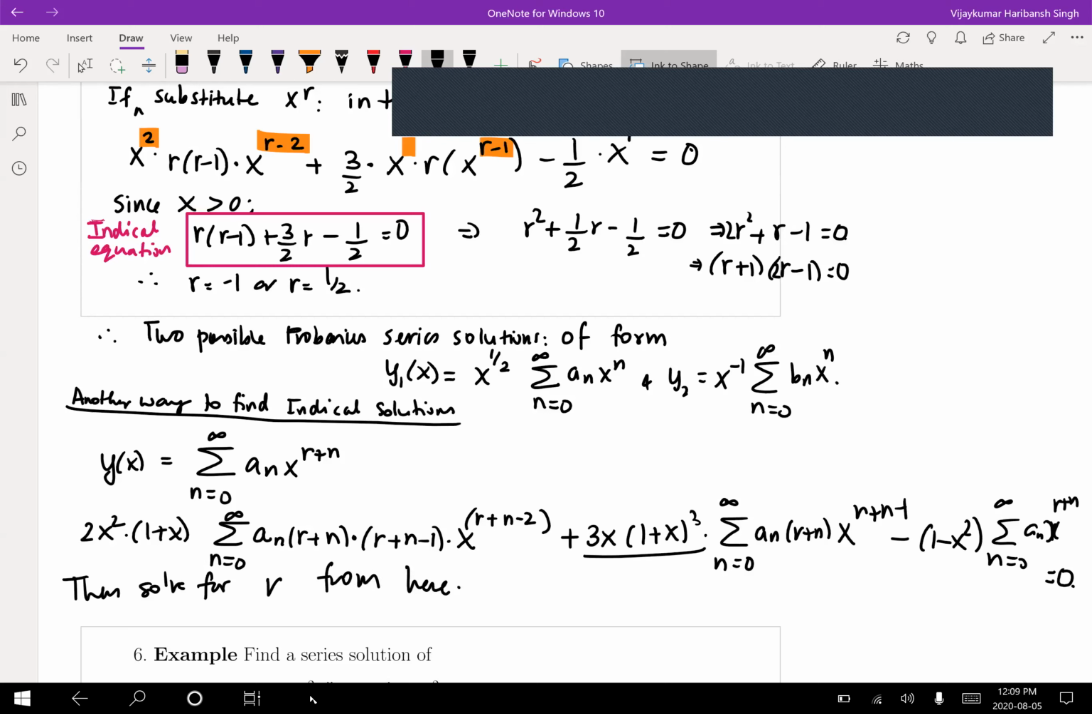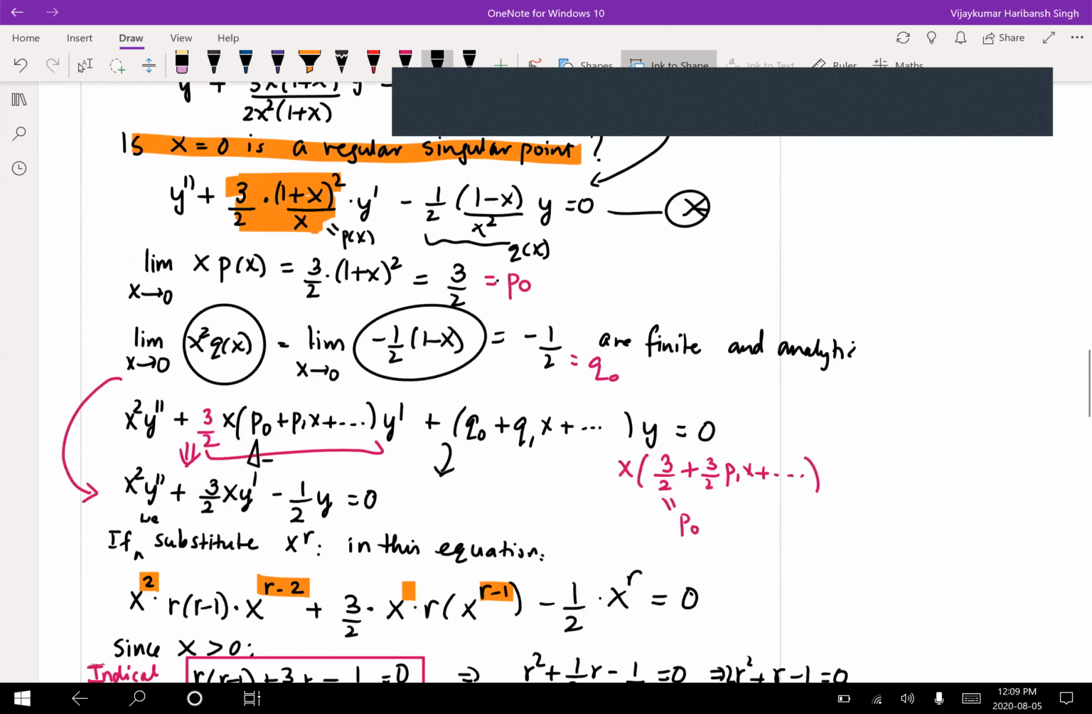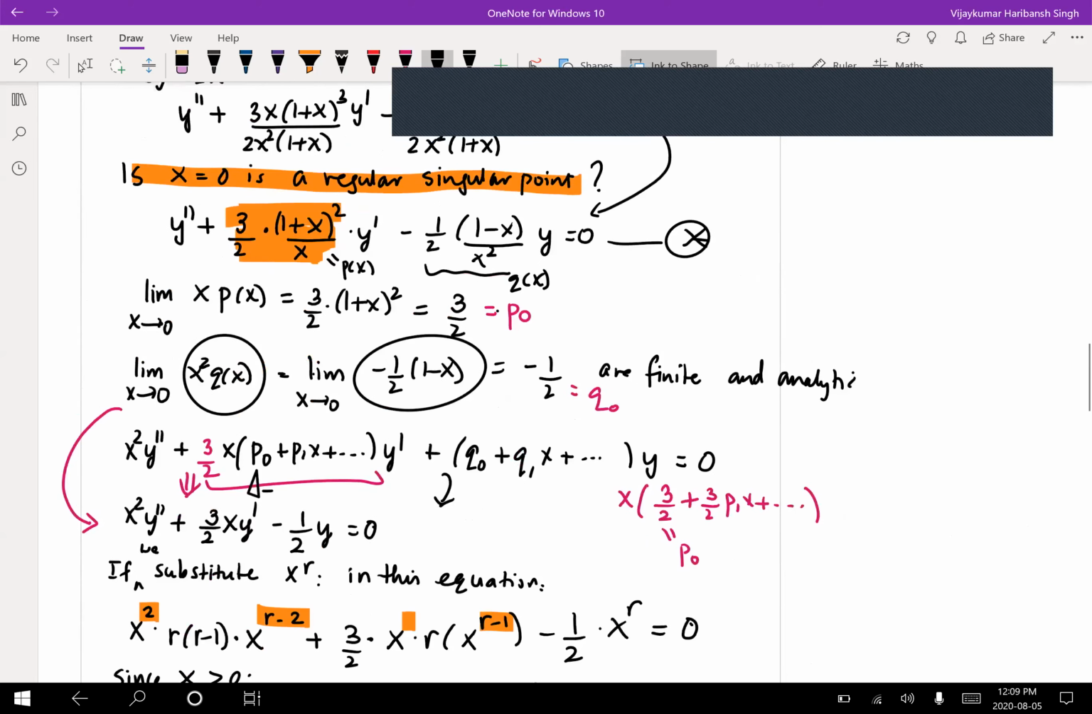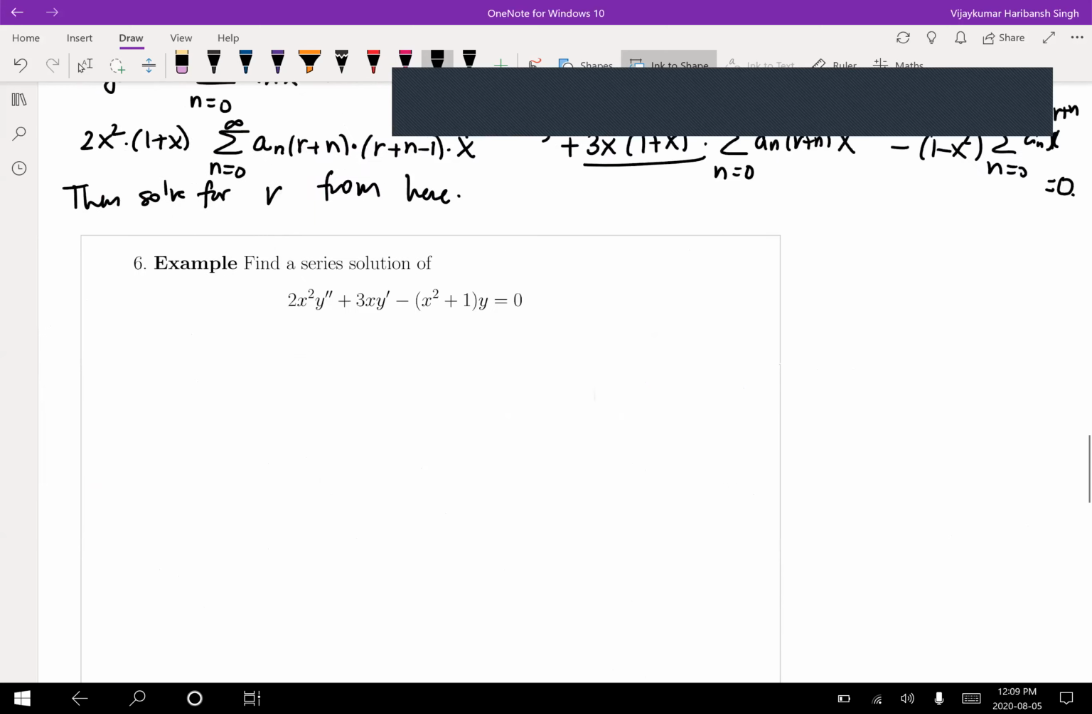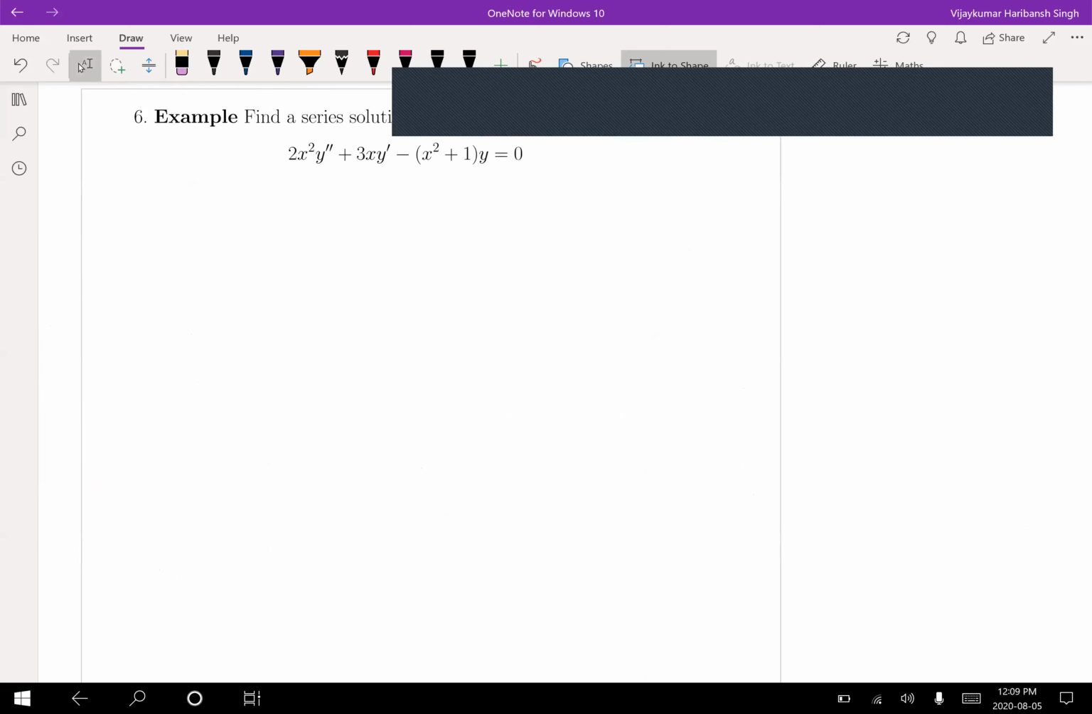Yeah, so such a method is going to be tedious. However, once you find p naught and q naught, you can quickly jump to the corresponding Euler equation, as we did here, and the answer would be the same. So let's look at the following. Find the series solution to the following equation: 2x squared y double prime plus 3x y prime minus (x squared plus 1) y equals 0.